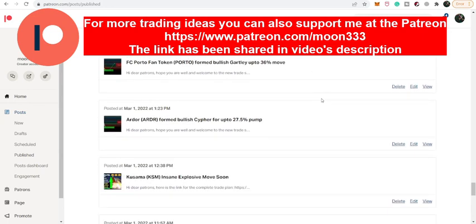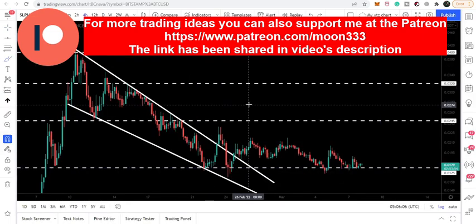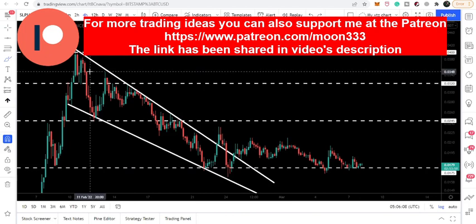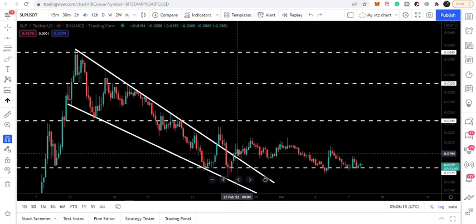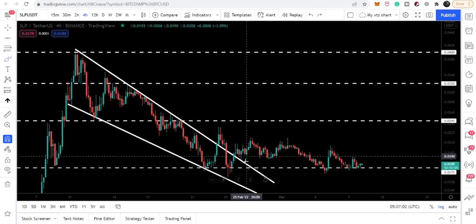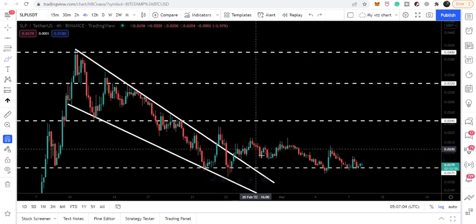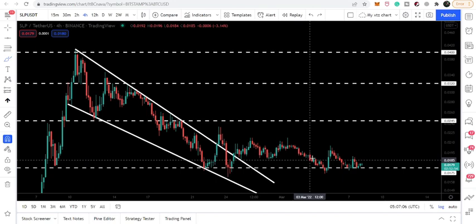So let's start the analysis. First of all, let me show you this 4-hourly time frame chart. And recently we have seen that the price line broke out the resistance of this falling wedge pattern, retested the previous resistance of the wedge as a support, and still it is moving sideways here.